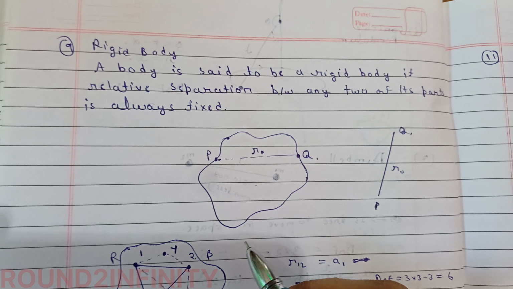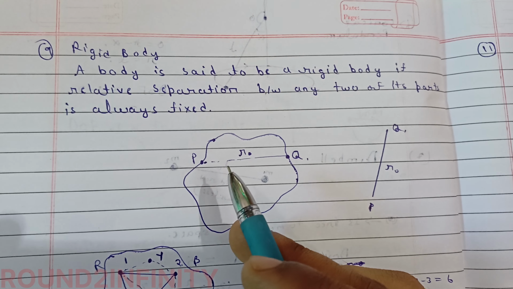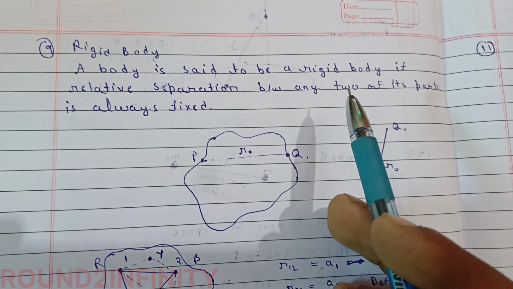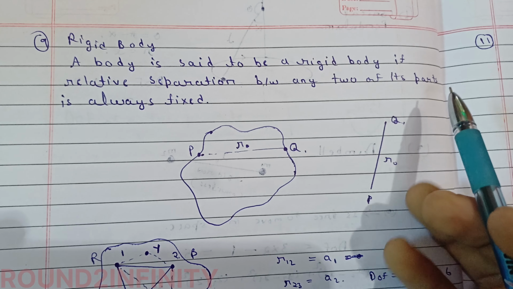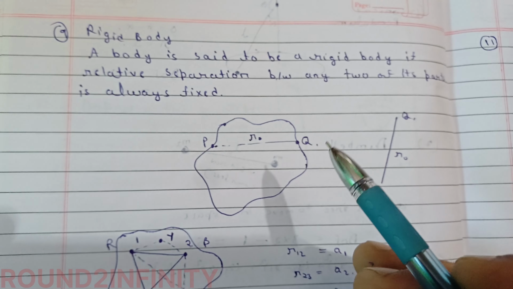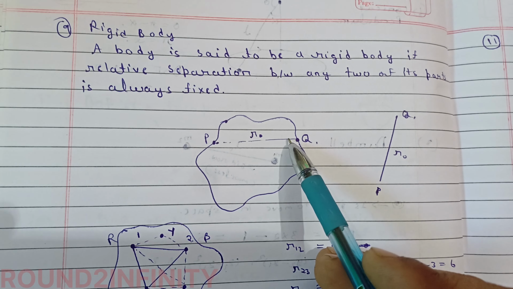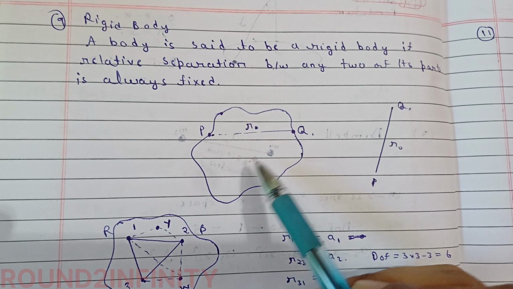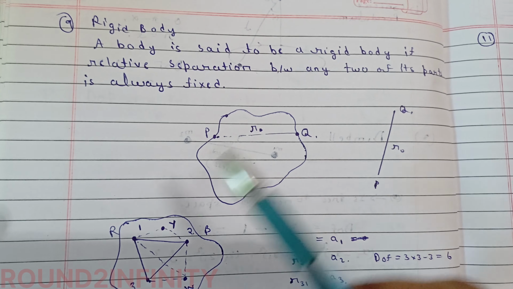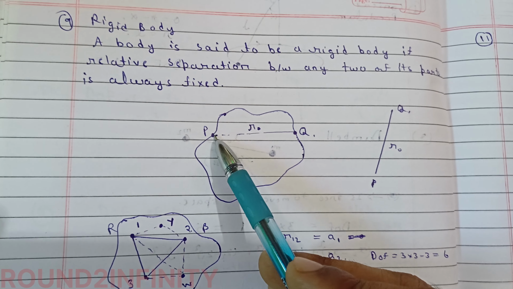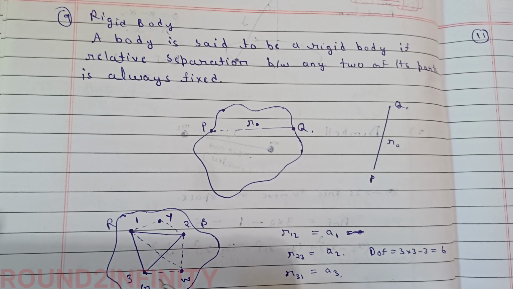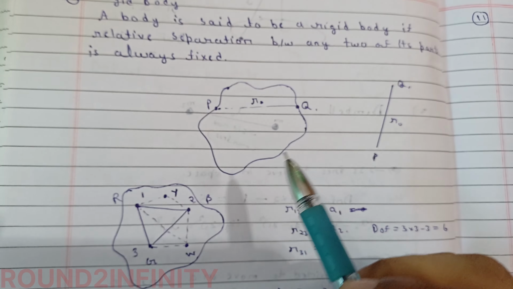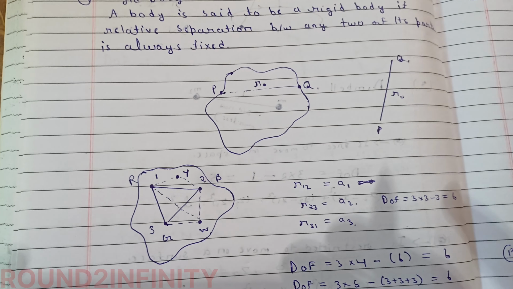Now a rigid system. What is a rigid system? A body is said to be a rigid body if the relative separation between any two of its parts is always fixed. It means the distance between any 2 points you take will always remain fixed, whether it is in rotational motion or translational motion, in any kind of motion, this distance between 2 points will always remain fixed. So that is a rigid body. So let's see the degrees of freedom for a rigid body.